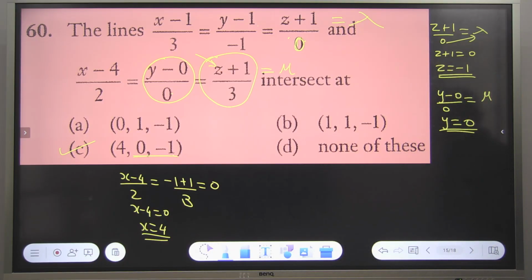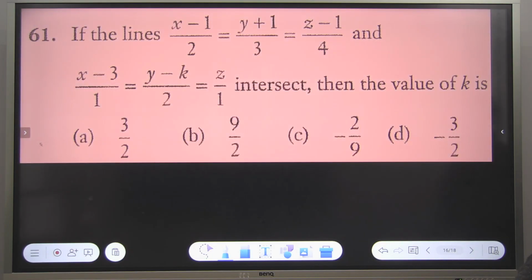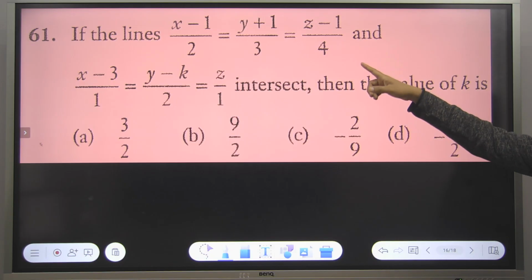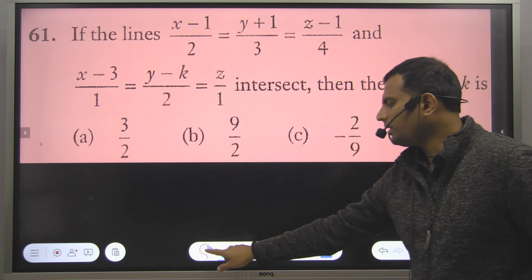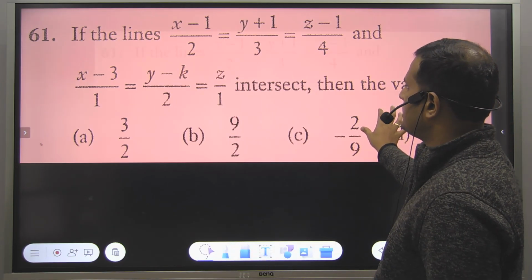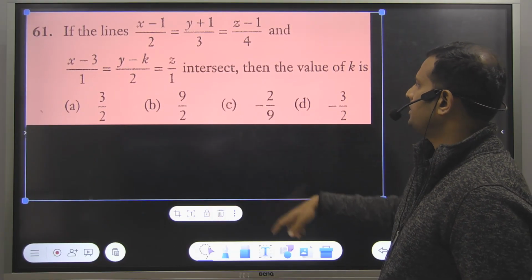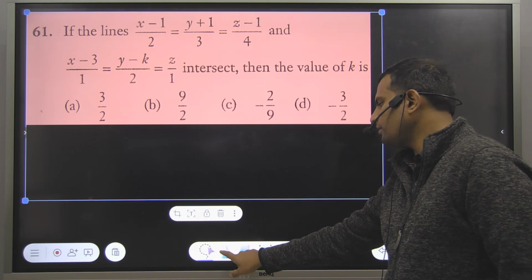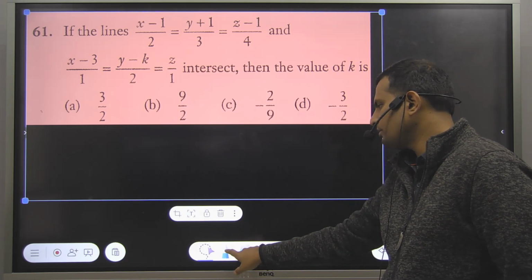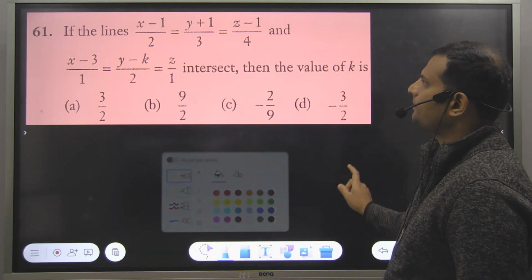Yes. Now one last question for today and then we stop. Read this quickly. Okay, they are saying first line and second line are intersecting. They are saying that these two lines are intersecting and they are asking for the value of what? Value of k.